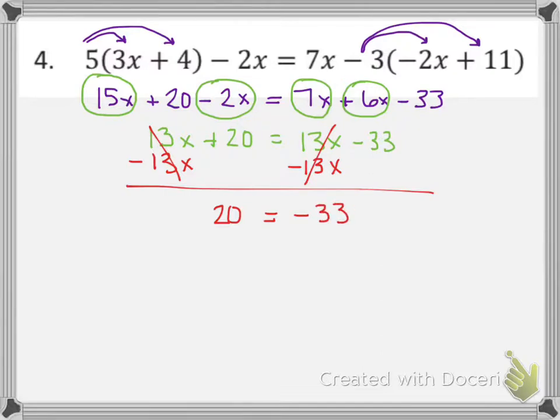And so what is x? 20 equals -33? No, it doesn't. It does not equal -33. So in this case, when this happens, this means that there is no solution to this equation. There is no value of x that will be a solution to this equation. There is no solution. So I'm just going to write no solution.